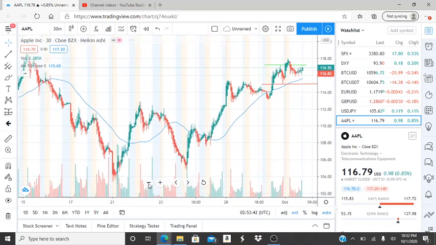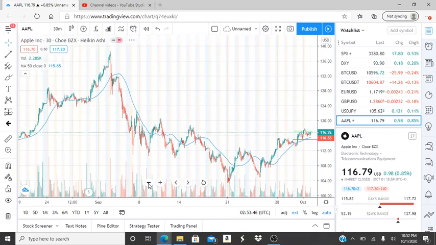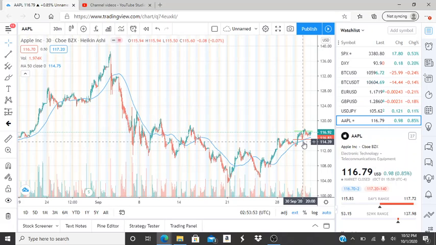So as we zoom out here, Apple has had a bearish run and now a slight recovery. It's maintaining itself above the 50-day moving average. So that's a good sign here for Apple, and this run may continue as long as the bulls continue the momentum and break through resistance levels.